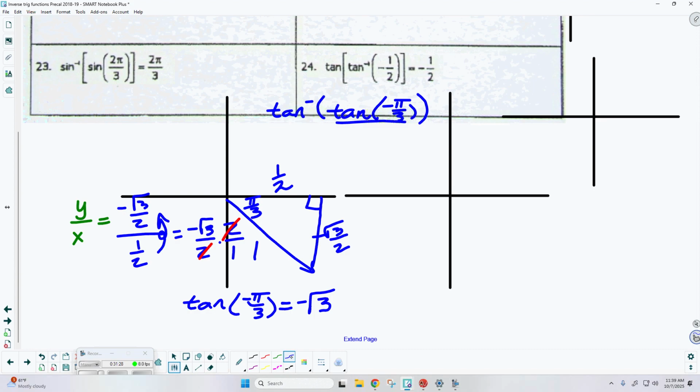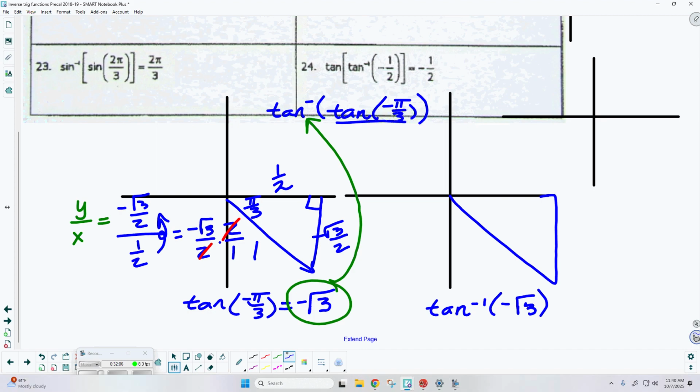Okay with that? How do I keep going? What do I do now? Let's take this answer. I'm going to plug it right into the next function. So tangent inverse of this negative root 3. Well, it's tangent inverse of a negative. Who haven't I talked to today? Alex. Tangent inverse of a negative, would that be 1 or 4? 4. So I'm going to draw a triangle right here.